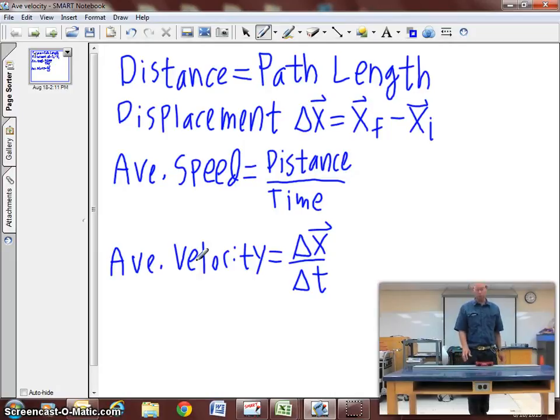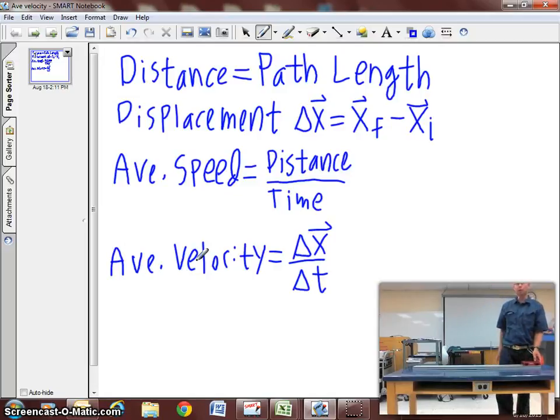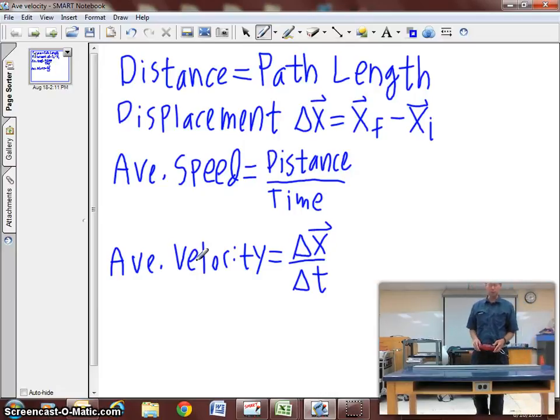The only time those would be equal is if your motion is a straight line, and if it stops here, and then your distance and displacement are the same value in terms of magnitude, your average speed and average velocity would also have the same value. Otherwise, in general, they are not equal.